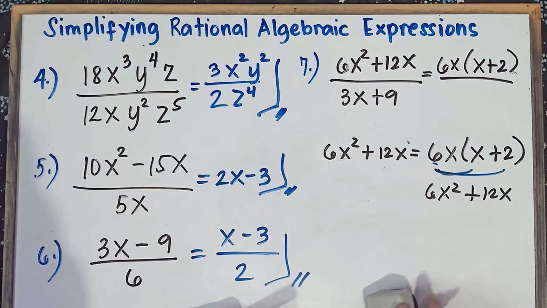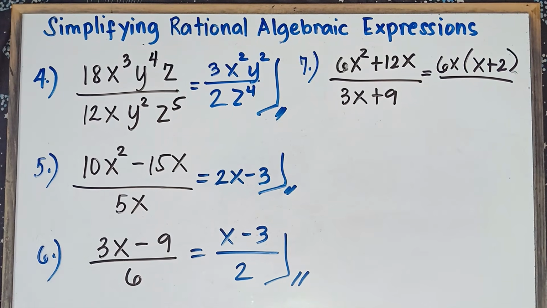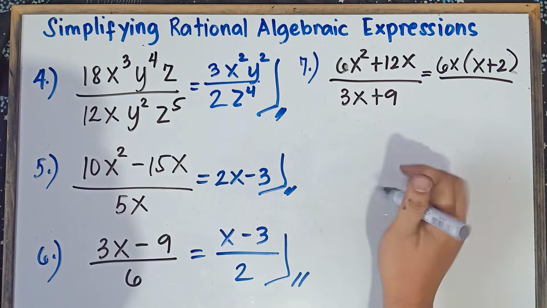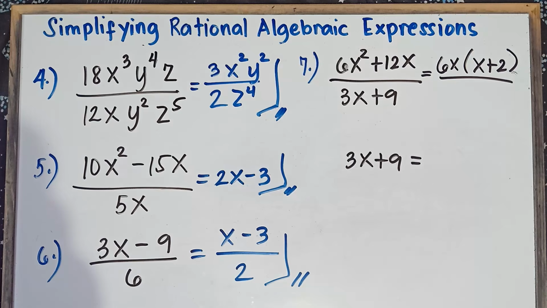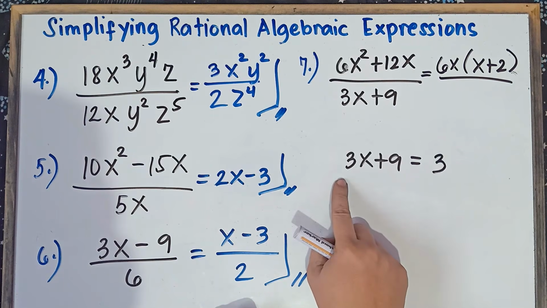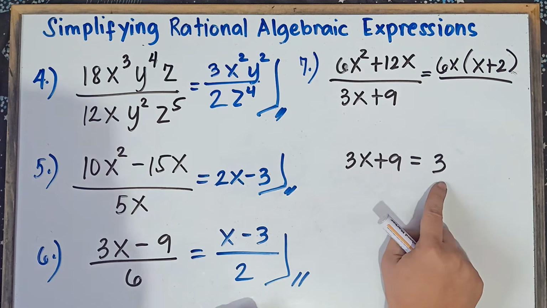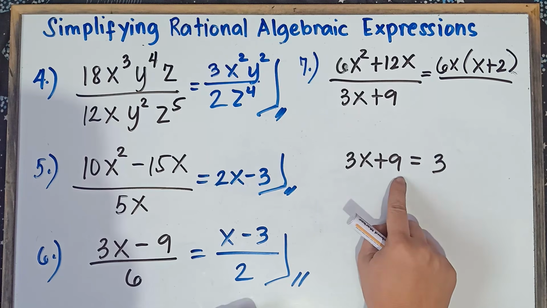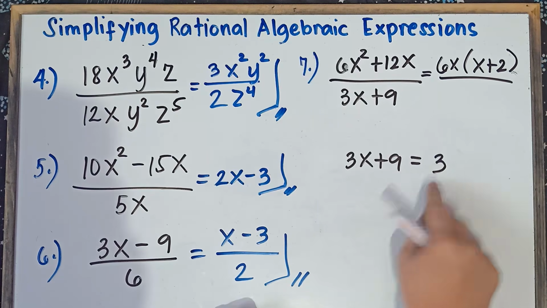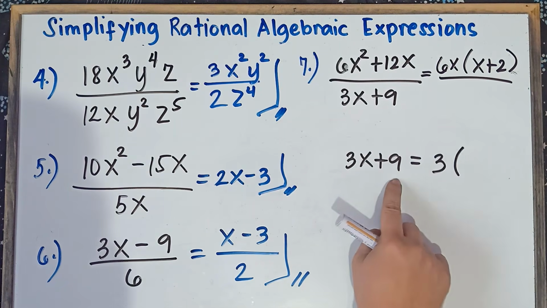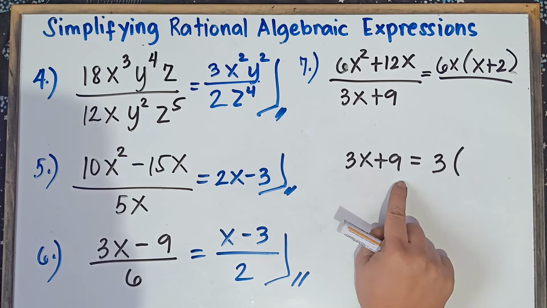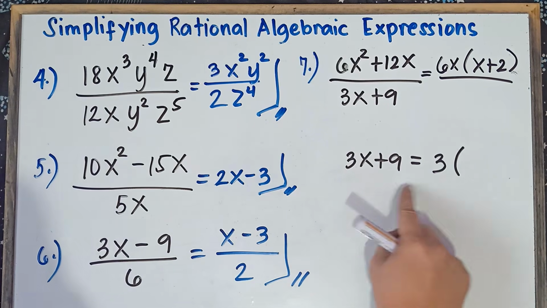Alright, so over, and then for the denominator, we have 3x plus 9. What would be the greatest common factor of 3 and 9? That's correct, that would be 3, right? We can divide 3 by 3, we can also divide 9 by 3. And since 9 doesn't contain any variable, we cannot factor out the variable. So our greatest common factor is only 3.